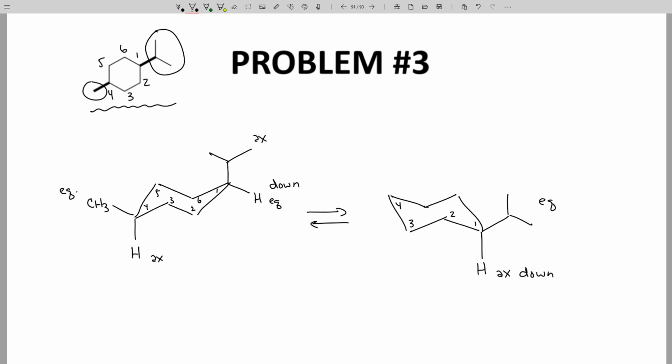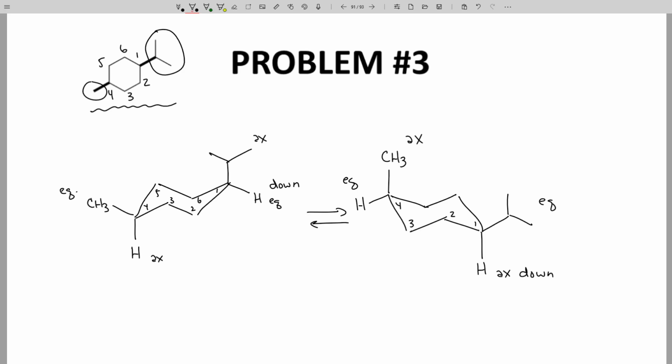Now let's go over to carbon 4. Carbon 4 has as its two substituents a methyl and a hydrogen. The methyl, which was equatorial, will now be axial, still up. And the hydrogen in the left-hand structure was axial down. It's still down, but now it is equatorial down. Okay, so we've drawn our conformations. Which one is more stable?